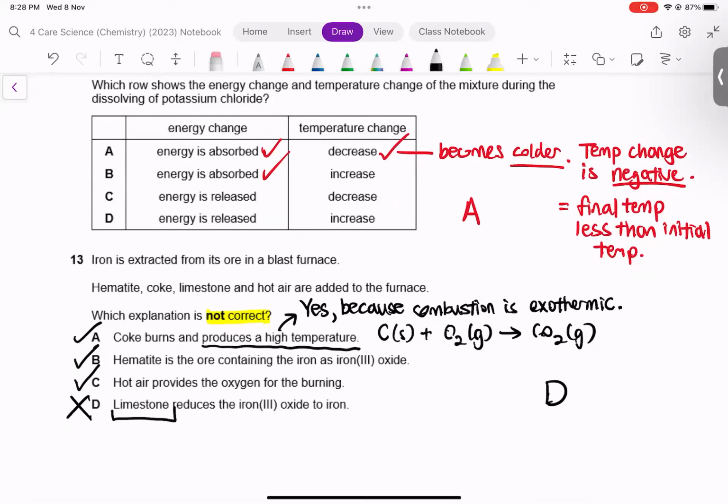Limestone is not the reducing agent. The reducing agent is carbon monoxide, CO. CO is the main reducing agent for the blast furnace. All right. So that's question 13. The skill here is really to read every single word to ensure that you have chosen the correct option. Okay. And now we'll move on to question number 14.